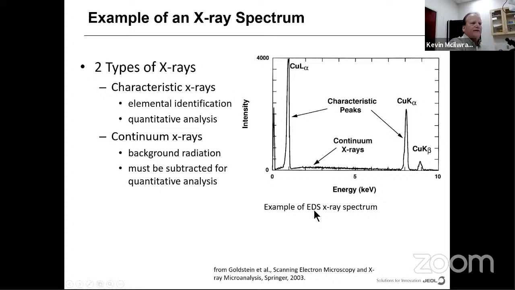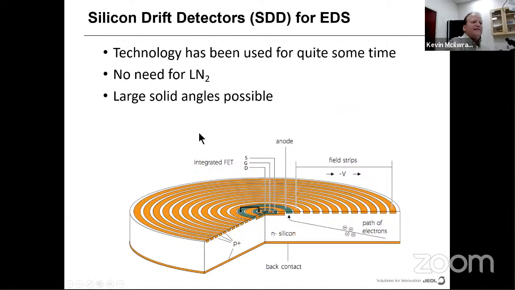So now, all of our EDS detectors are these SDD detectors, what are known as silicon drift detectors. And there's no need for liquid nitrogen. And these are very large. The largest one that JEOL Current makes is 160 millimeters.